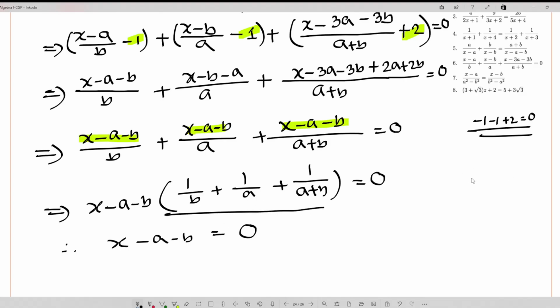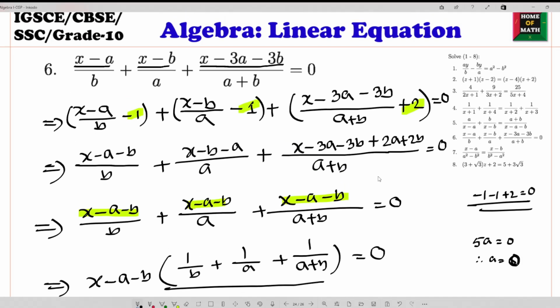How? Look, suppose here is 5a equals 0. So we can write a equals 0, because once we divide both sides by 5, it will be 0. Similarly here, we can transfer this a plus b, and our answer is x equals a plus b. This is our answer. Okay, so thank you.